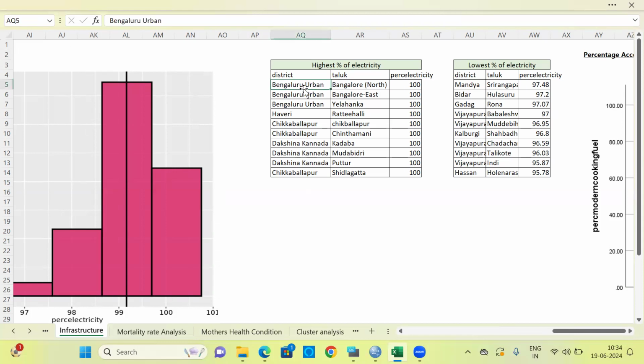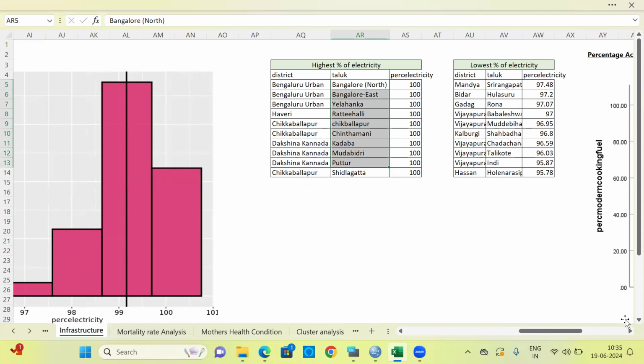When you look at Bengaluru Urban, here you see that Bengaluru North as well as Bangalore East, followed by Yelahanka, have the highest percentage of electricity. In fact, the trend continues for other districts like Haveri, Chikballapur, and Dakshina Kannada as well. These are some of the names of the taluks which have a very high percentage of electricity. Let's now focus on those talukas which have a low percentage of electricity.